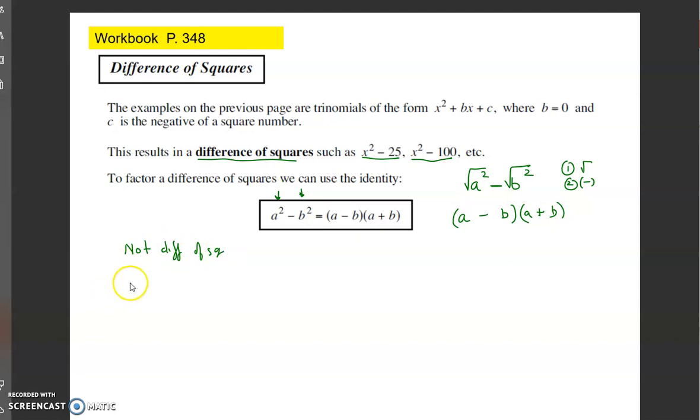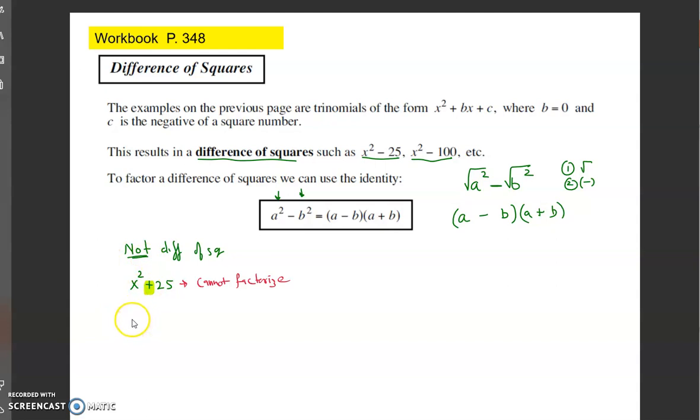Okay? So let's say you end up seeing something like this, x squared plus 25. So first check, can I do the square root of x squared? Yes. Can I take a square root of 25? Yes. But the problem here is that the middle is addition. So this one, you cannot do difference of squares. So you actually cannot factorize this any further at all. Okay? So this is not a difference of squares scenario.